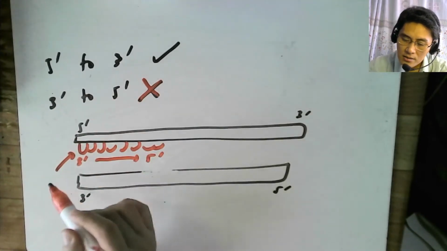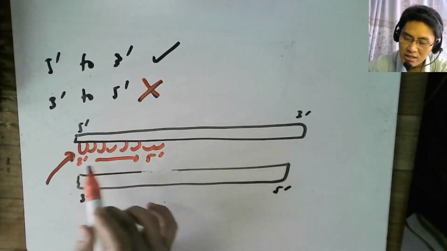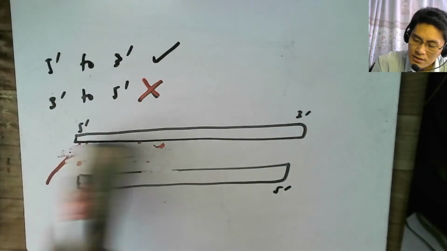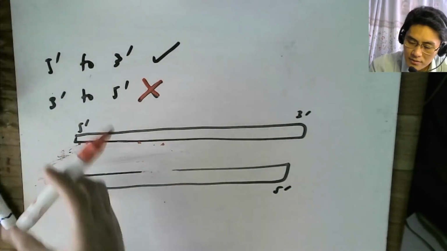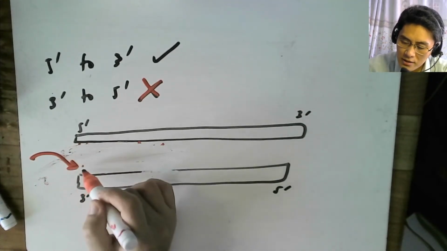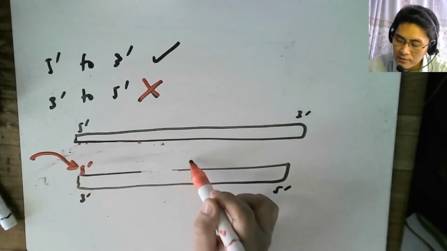So meaning, instead of building it here, it doesn't build it here because it cannot do 3 prime to 5 prime. So what it does is it instead builds on the other strand here. Because if it attaches here, guess what? This is the 3 prime end, so this must be 5 prime end, 3 prime end.